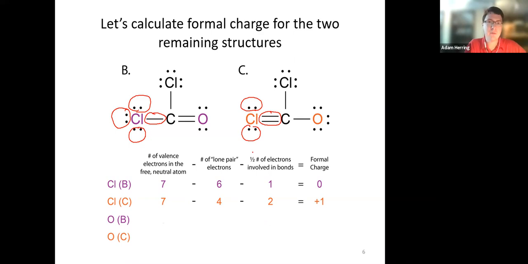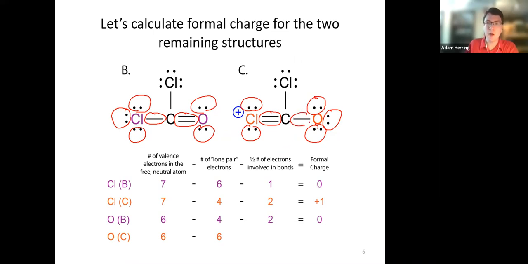For the oxygen on the left, oxygen has 6 valence electrons. There are 2 sets of lone pairs, so a total of 4 lone pair electrons, and 2 bonds, and so half of those get counted, giving us a formal charge of 0. Then the oxygen on the right, oxygen always has 6 valence electrons. It has 6 electrons as lone pairs, and then only 1 covalent bond, so we count 1 electron there, and that gives us a formal charge of -1, which we indicate there with a negative charge near the oxygen.